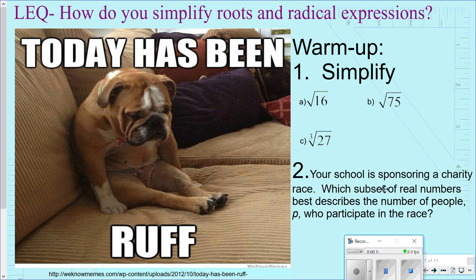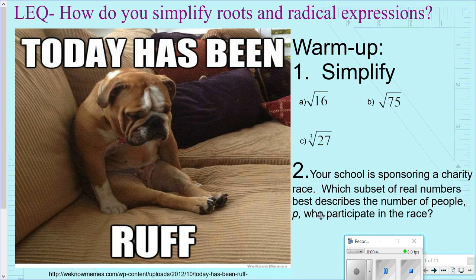So your school is sponsoring a charity race. Which subset of real numbers best describes the number of people, P, who participate in the race? We discussed in class yesterday all of the different types of subsets of real numbers. If you're thinking about how different numbers of people could participate in the race, well, they can't have decimals or fractions.